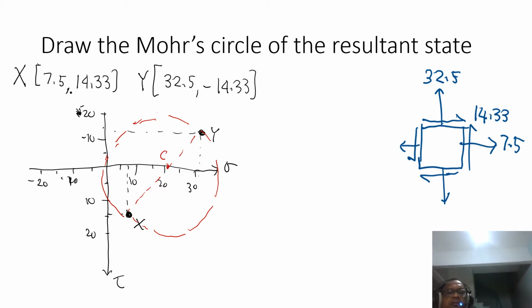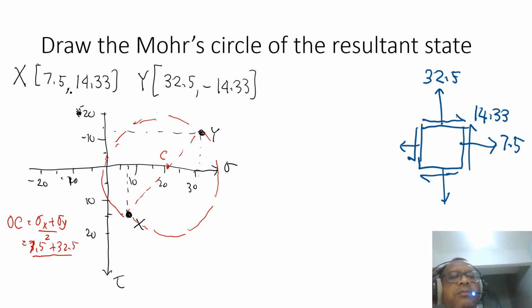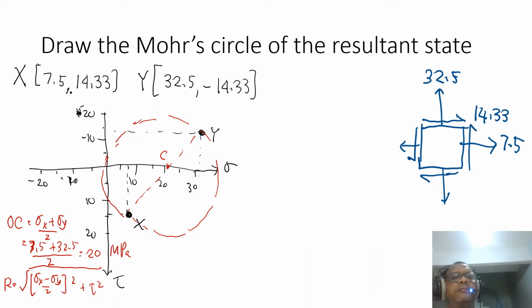So from there we can easily find the OC. OC is (sigma x plus sigma y) over 2. So it's 7.5 plus 32.5 divided by 2, so it's 20 megapascal. And the radius is given by the square root of ((sigma x minus sigma y) over 2) squared plus tau squared.